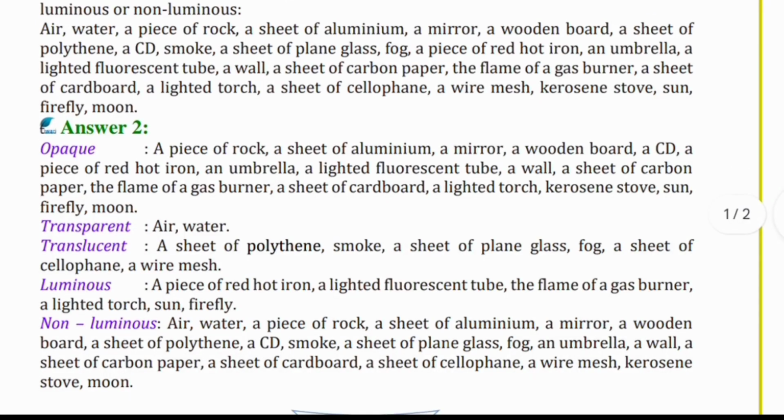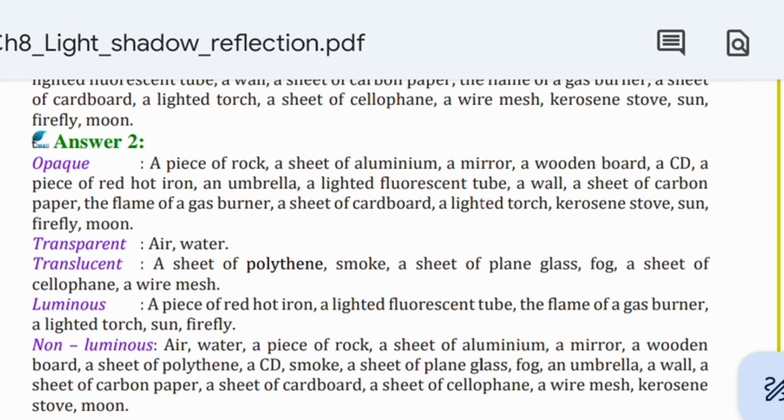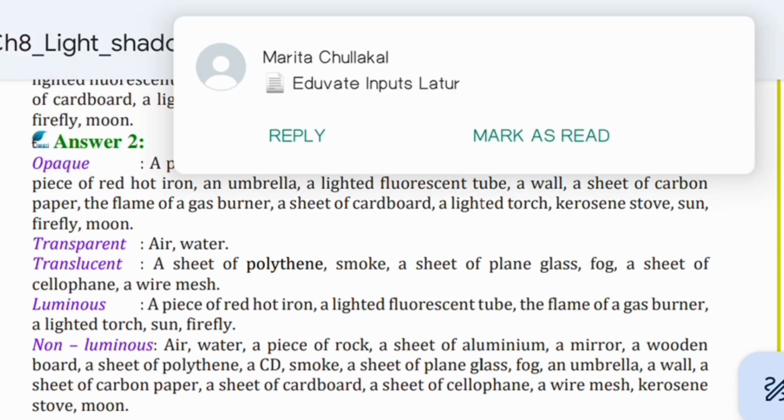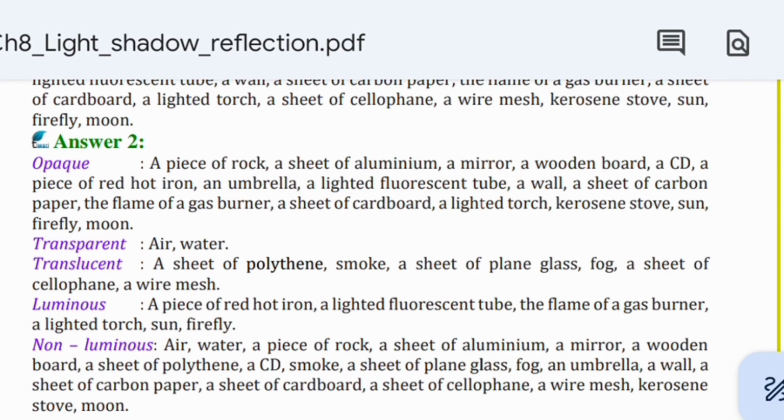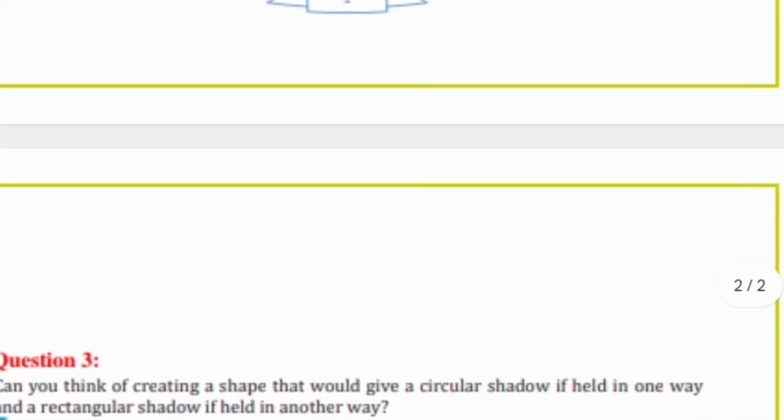Now the non-luminous objects: air, water, a piece of rock, a sheet of aluminium, a mirror, a wooden board, a sheet of polythene, a CD, smoke, a sheet of plain glass, fog, an umbrella, a wall, a sheet of carbon paper, a sheet of cardboard, a sheet of cellophane, a wire mesh, kerosene stove, and moon. These are non-luminous objects. Let's move to the next question.